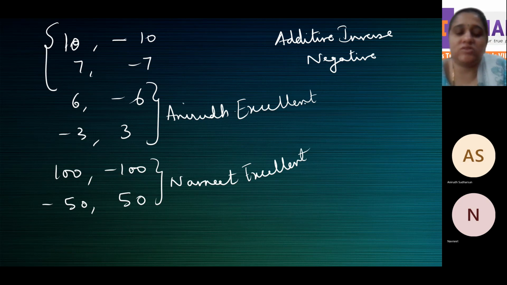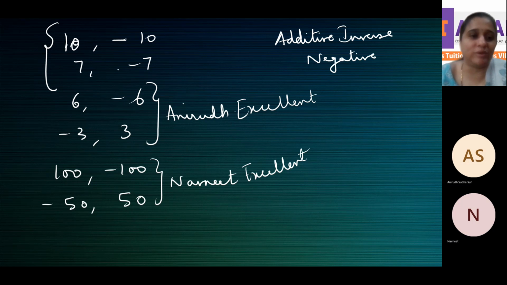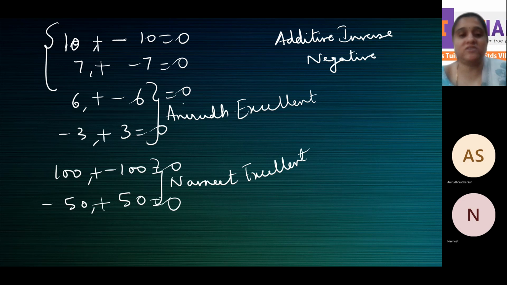Very good. Now you understood that? Why are they called additive inverses or negatives? Because when you add them, you will get 0. When you add 7 plus minus 7, 0. 6 plus minus 6, 0. Minus 3 plus 3, 0. 100 plus minus 100, 0. Minus 50 plus 50, 0. That is why they are called the negatives or the additive inverses of each other.